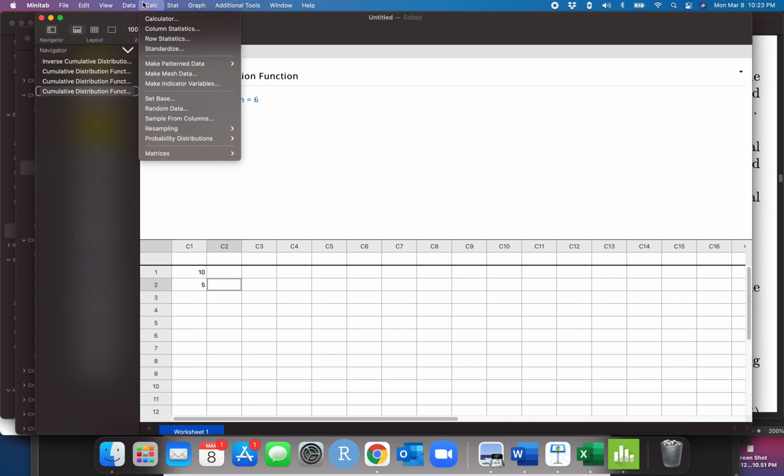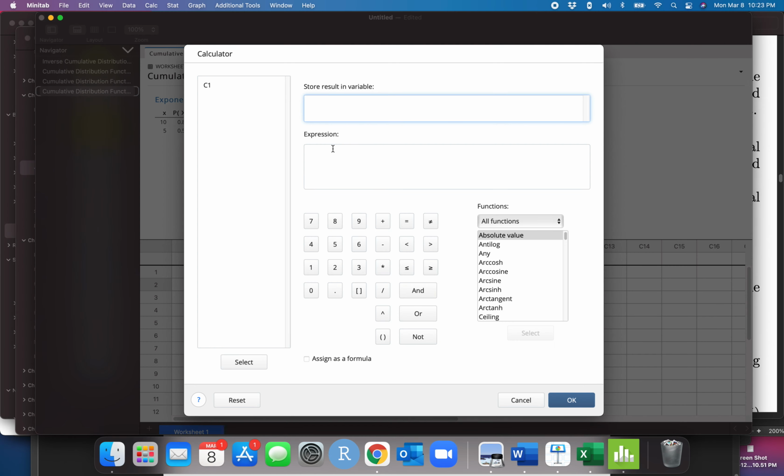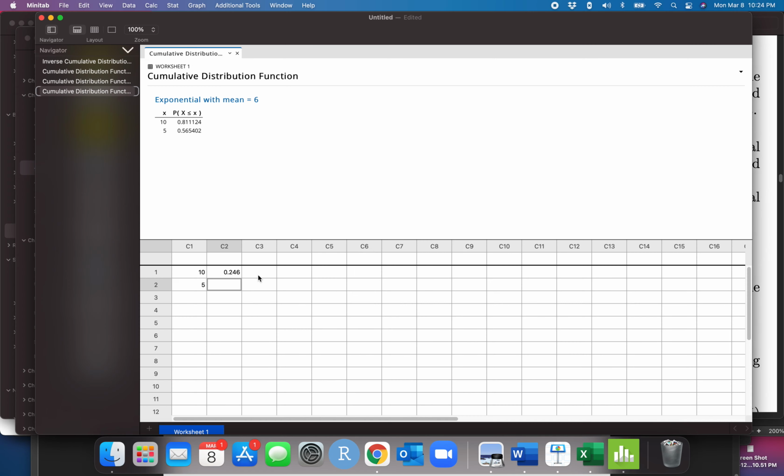And if we just do that quickly here with a calculator, 0.811 minus 0.565, we'll store results in C2. It turns out that that difference is 0.246. Okay, and so then that would be the probability that the random variable would be between 5 and 10. Okay, it's 0.246.